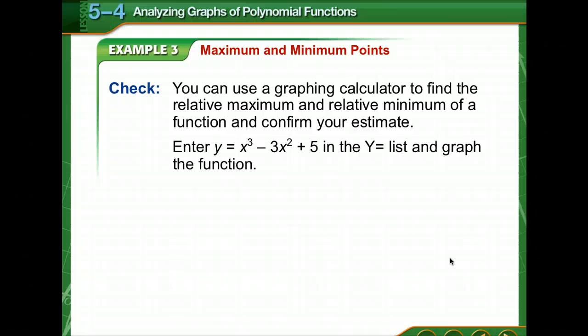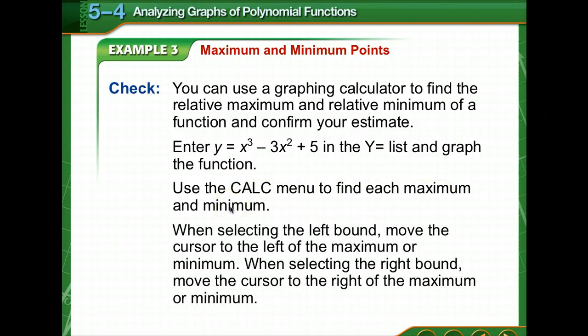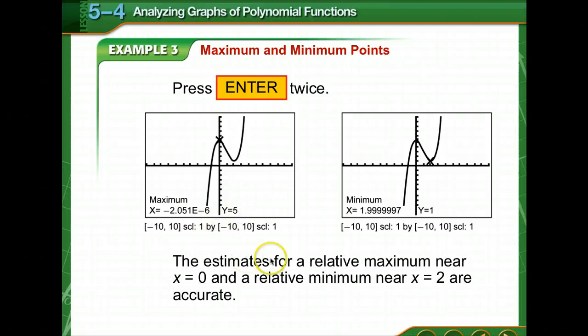And you can use the graphing calculator to find the relative maximum and minimum. You go to the calc menu, and then you click on either maximum or minimum. You're going to select your left bound, and then your right bound. And remember, you're reading your graph left to right. So it may be above or below the graph, but it has to be left of your point, reading left to right. You press enter twice, and then it will give you your answer after you've done your right bound. The estimates for a relative maximum near x equals 0 and a relative minimum near x equals 2 are accurate.